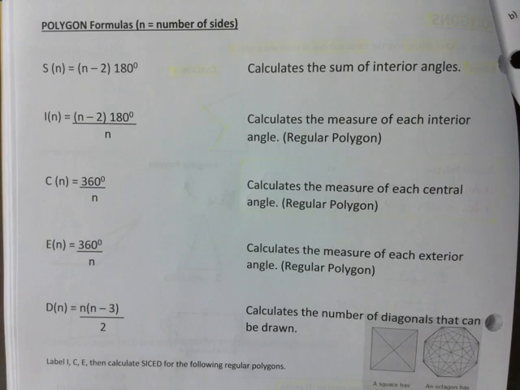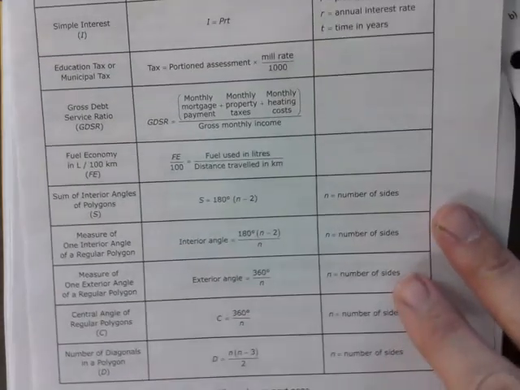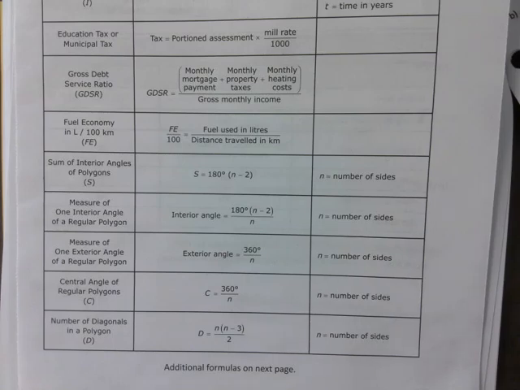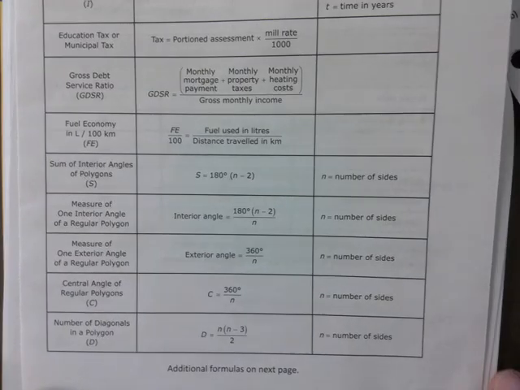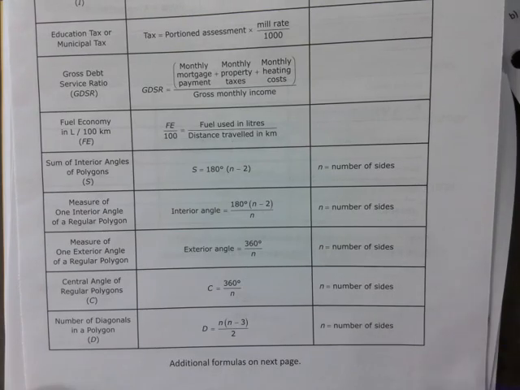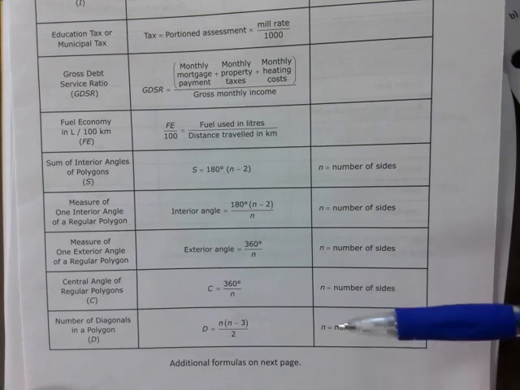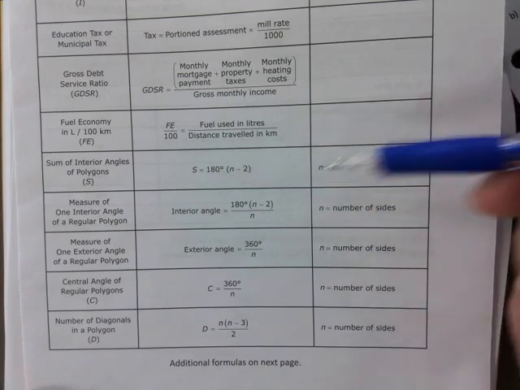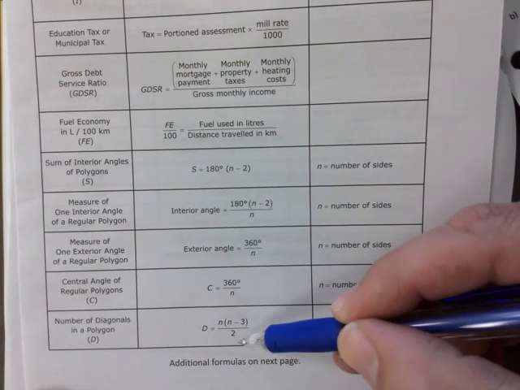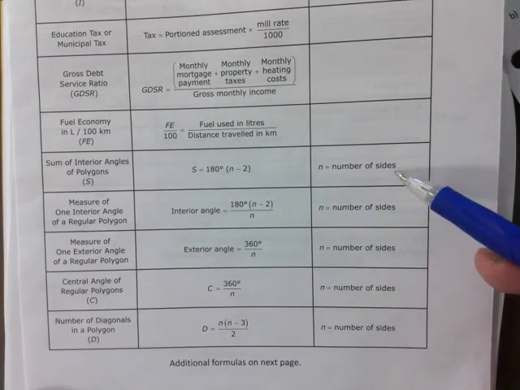Here's the good news, okay? These formulas are on your formula sheet. So do you need to take up space on your study sheet? If you don't have enough space anymore, I would say no, because they're right here. Before you panic, look at the only variable that you need to know for all of them is n. What does n stand for? Number of sides. Just count the number of sides, guys.